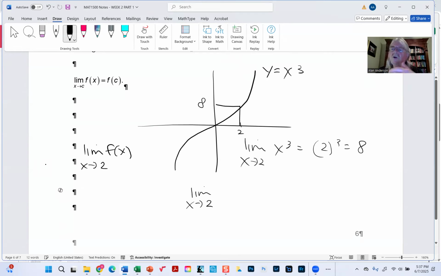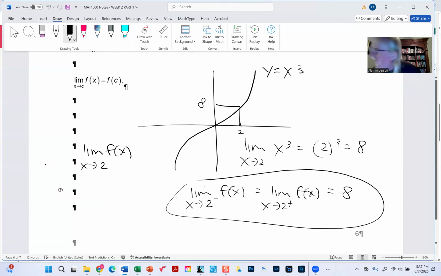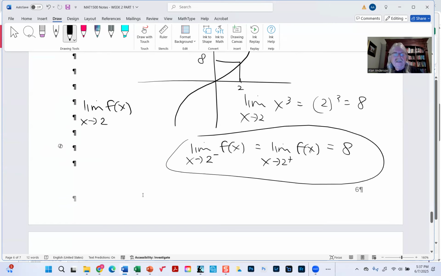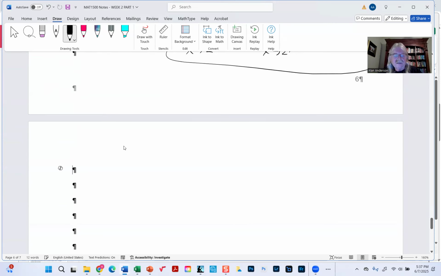If you filled in one of those little charts, for example, with the values less than 2, you'd see they're getting closer and closer to 8. If you then did the same thing, coming from the right with the larger values, the same result. And ultimately, your answer will be 8. All right. So that's a fun case. It's easy. If only they were all that easy.